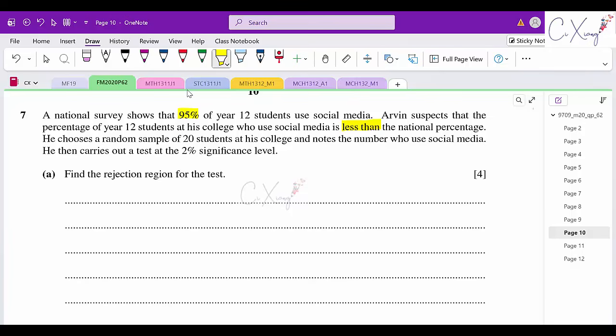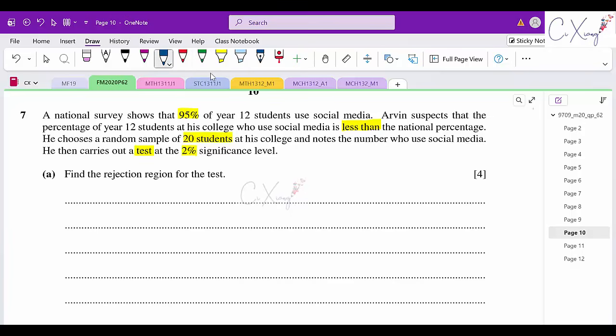He chose a random sample of 20 students at his college and noted the number who use social media. He then carried out a test at the 2% significance level. So find the rejection region for the test. Right, so this question is about the hypothesis test.